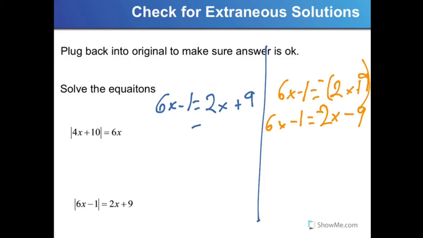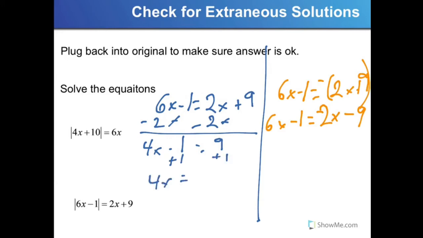So first thing, I'm going to move my 2x to the other side, and then I get 4x minus 1 equals 9. Now I got to move my 1 to the other side, so I add 1. And I get 4x equals 10. And now I need to divide both sides by 4. And I get x equals 2.5.